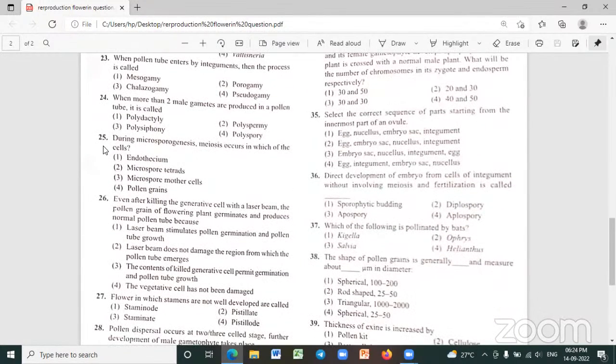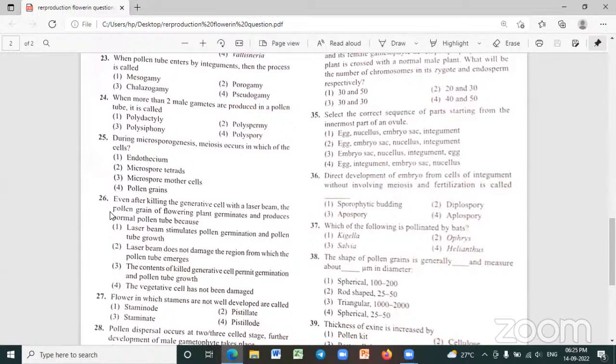And then 25: during microsporogenesis, meiosis occurs in which of the cells? You already know microsporogenesis means microspore cells. But note these two things down: meiosis occurs only in the microspore mother cells. So the microspore mother cell is the correct answer. Microspore tetrad is not coming, endothecium is not coming, pollen grain is not possible. During microsporogenesis, meiosis occurs only in the microspore mother cell. This is the correct one.